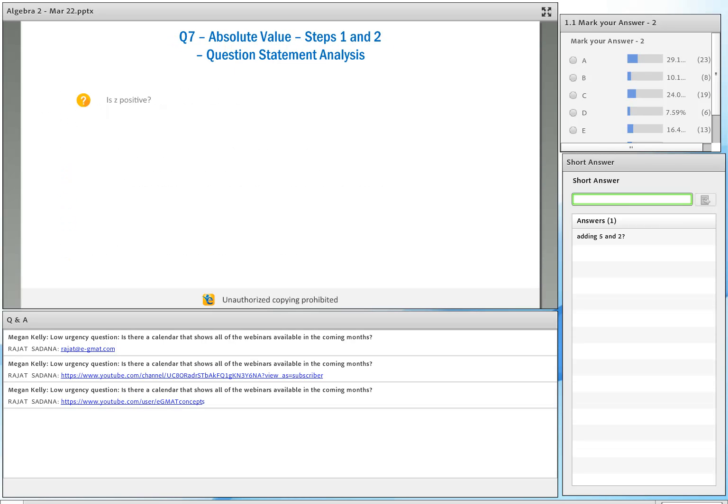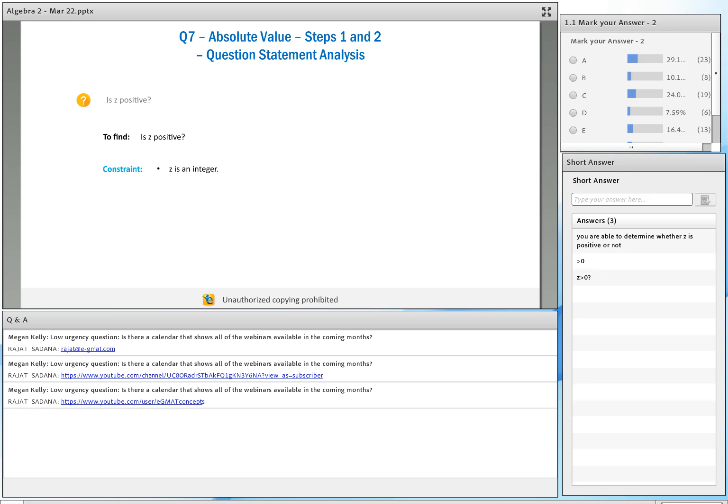The question is asking, is Z positive? What does this mean? Is Z positive? That's the question. Is it greater than 0? Is it greater than 0? That's all we have to figure out. We don't have to figure out the value of Z. We only have to answer this question. Is Z positive? Okay. What is the constraint?